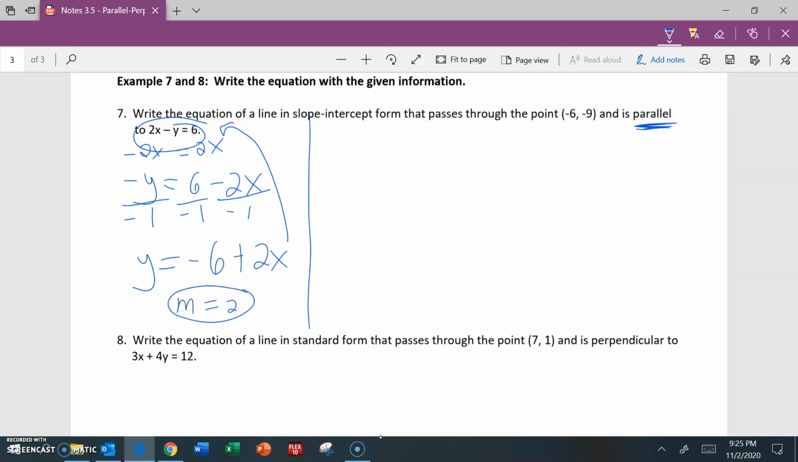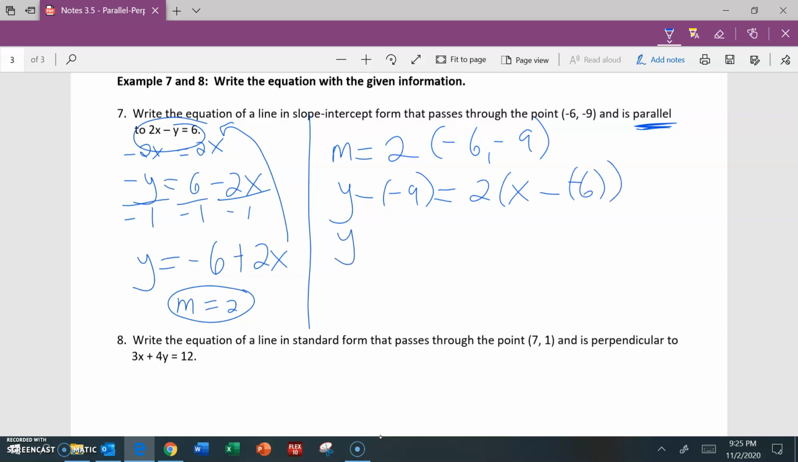So therefore, since we want parallel, in our new equation that is parallel to this 2x minus y equals 6, we want a slope of 2, and it wants to go through the point negative 6, negative 9. So here we go again into point slope. Hopefully you have this memorized by now. The only thing I'm going to say on this one is be real careful with your signs. I tend to rewrite it instead of x minus a negative 6, it's the same thing as x plus 6. And then I don't have to worry about messing up when I distribute.